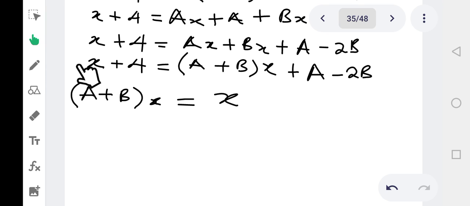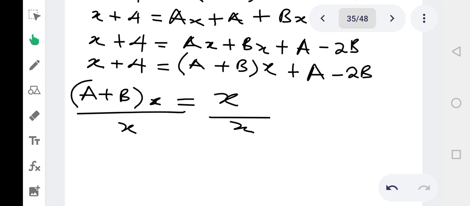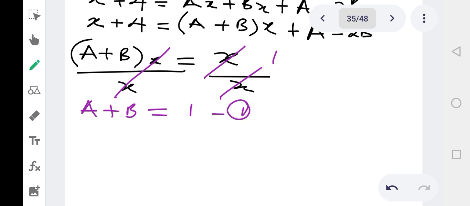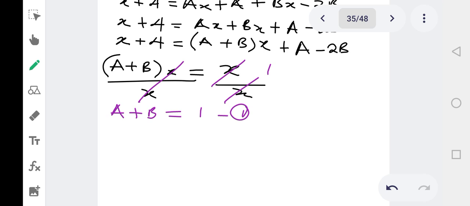So this equal to this. Okay, so here we can divide by x by x. What are we going to remain with? When you divide by x, x and x will cancel. So we are going to remain with a plus b. x divided by x here, it's 1. So it's equal to 1. So this is our first equation. Note it.